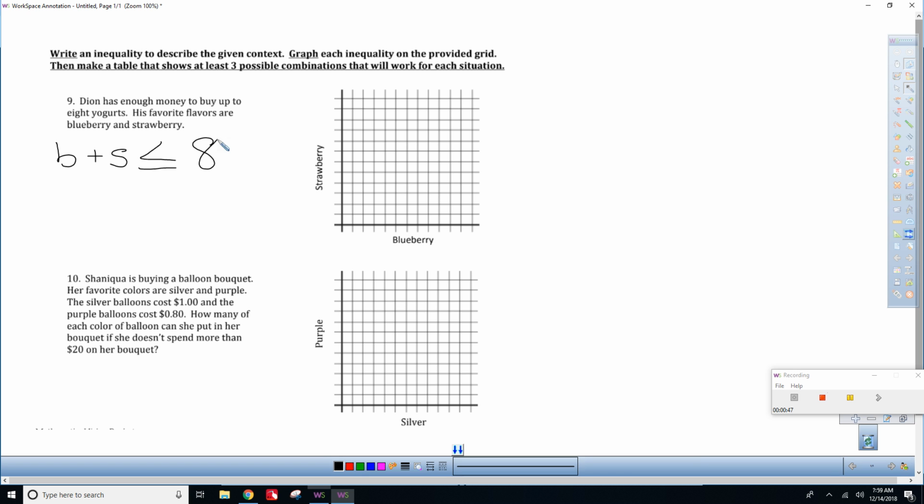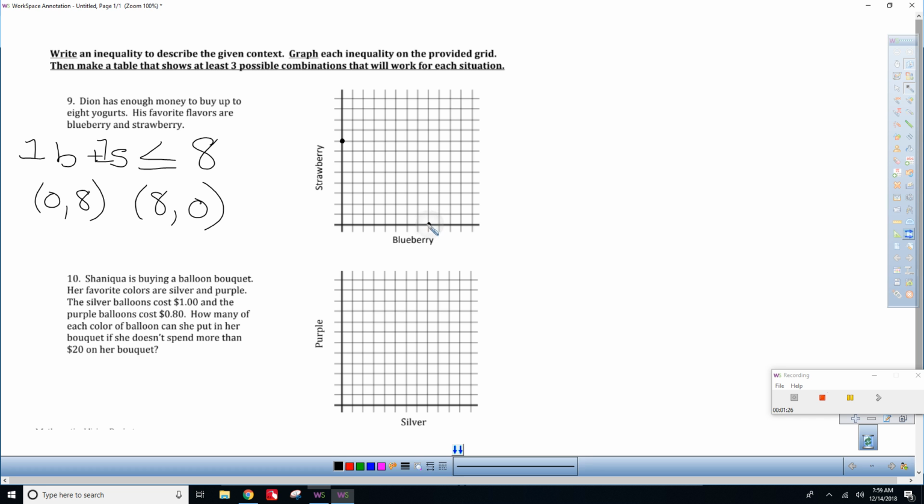So you could do this, and keep in mind this is 1B plus 1S. So if you put in a 0 for B, you get an 8 for S, meaning if he bought 0 blueberries, he would get 1, 2, 3, 4, 5, 6, 7, 8 strawberries. And if you put a 0 in for S, if he bought 0 strawberries, he would get to have 8 blueberries. 1, 2, 3, 4, 5, 6, 7, 8.